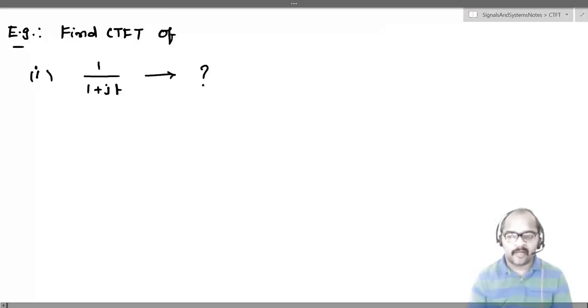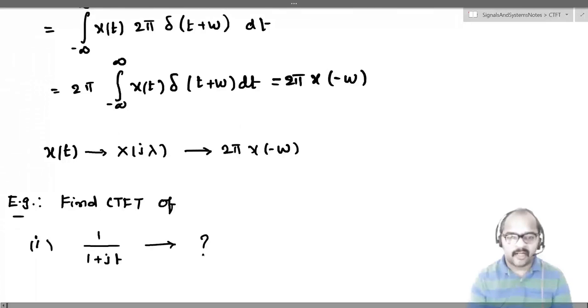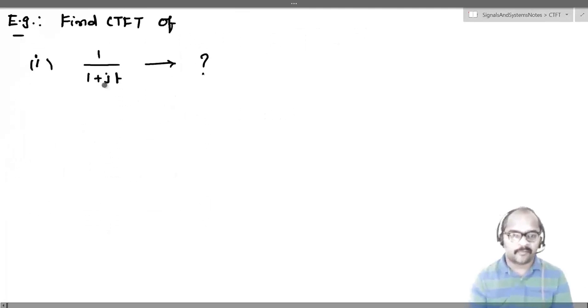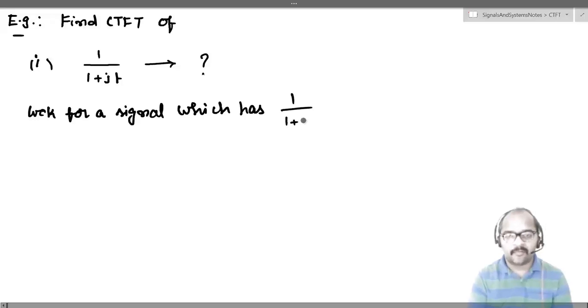Okay, so let us apply duality property. So if you look at duality property, where should we start? We should know which signal will have 1 by 1 plus j omega as the Fourier transform. So that is the hint to use the duality property. So what is that we have to do? Look for a signal which has 1 by 1 plus j omega as CTFT.